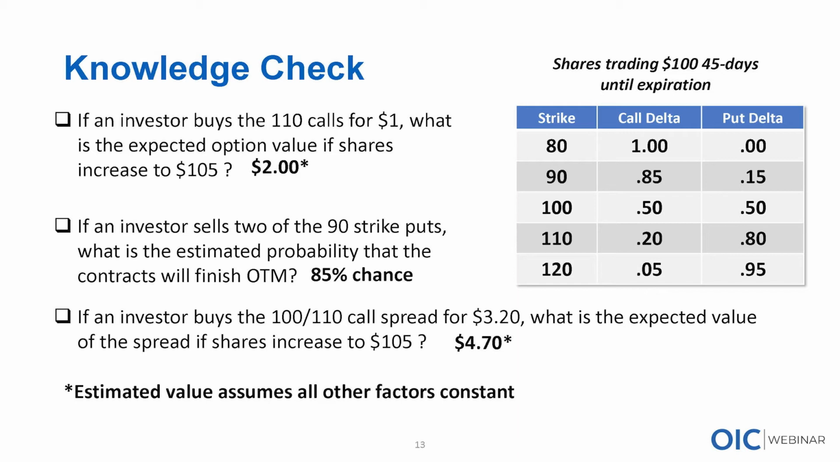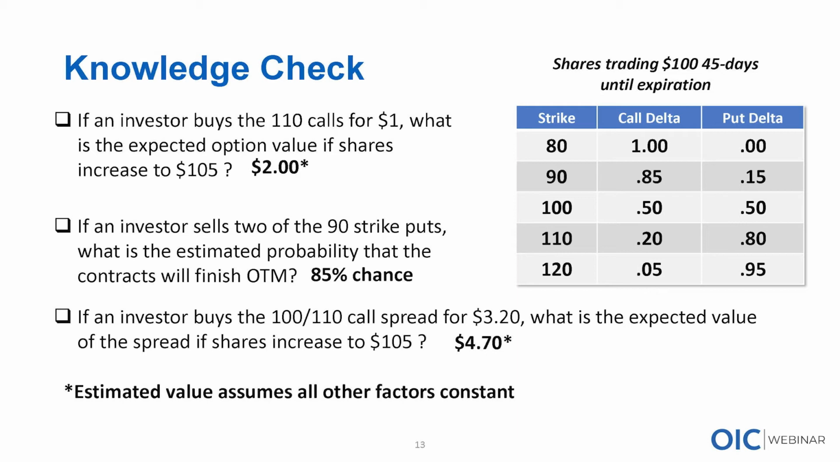So when we bought the 100 calls, we bought the long deltas with them, so we're long 50 deltas. Now the 110 calls, we sold those as part of our spread. Now we're short 20 deltas, so 50 minus 20, that's 30 deltas. So this spread has a net 30 deltas to it. Stock went up by $5. So 5 times 30 cents is $1.50. So you take that $1.50 and you add it to the $3.20 we paid, and that gets you to $4.70.